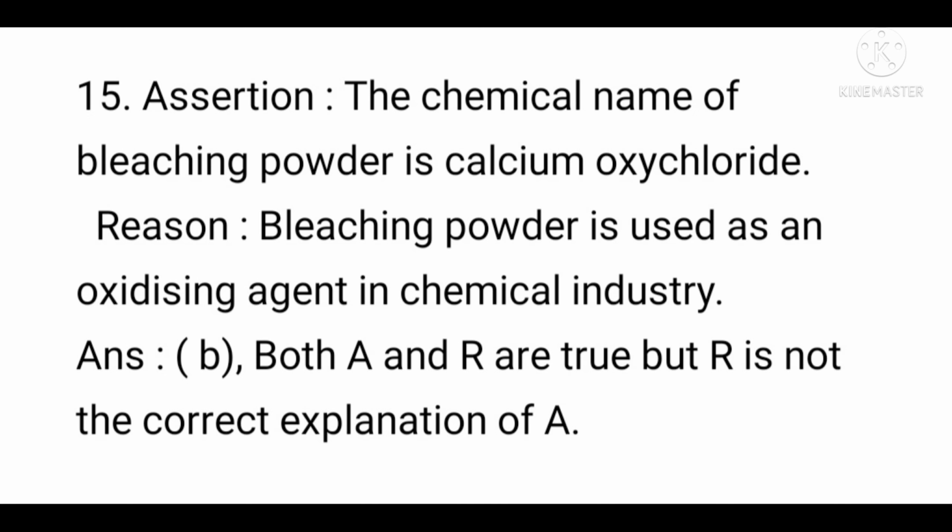Question number 15. Assertion: the chemical name of bleaching powder is calcium oxychloride. Reason: bleaching powder is used as an oxidizing agent in chemical industry. These two statements are true, but R is not the correct explanation of A. Therefore, here the correct option is option B. Both A and R are true, but R is not the correct explanation of A.